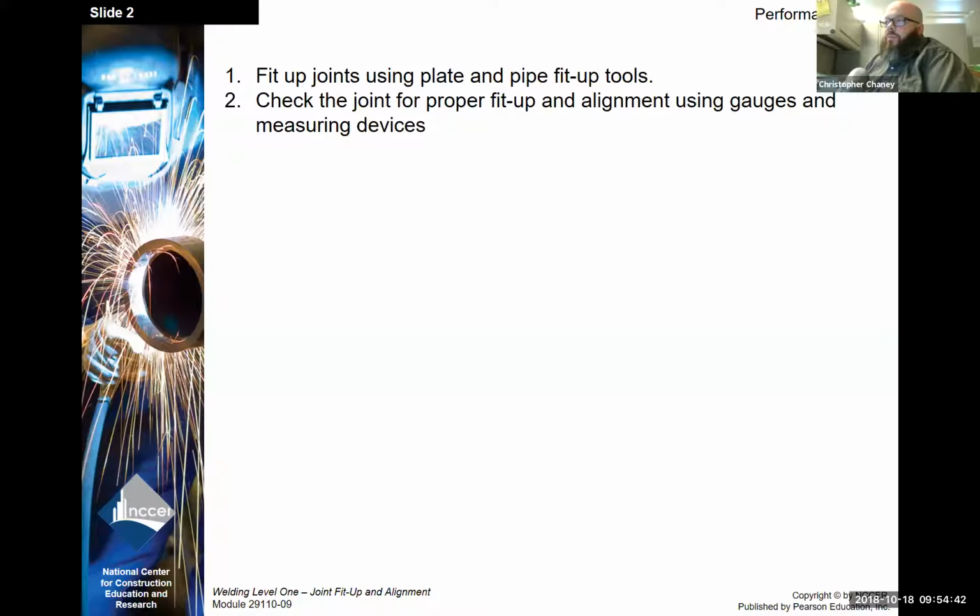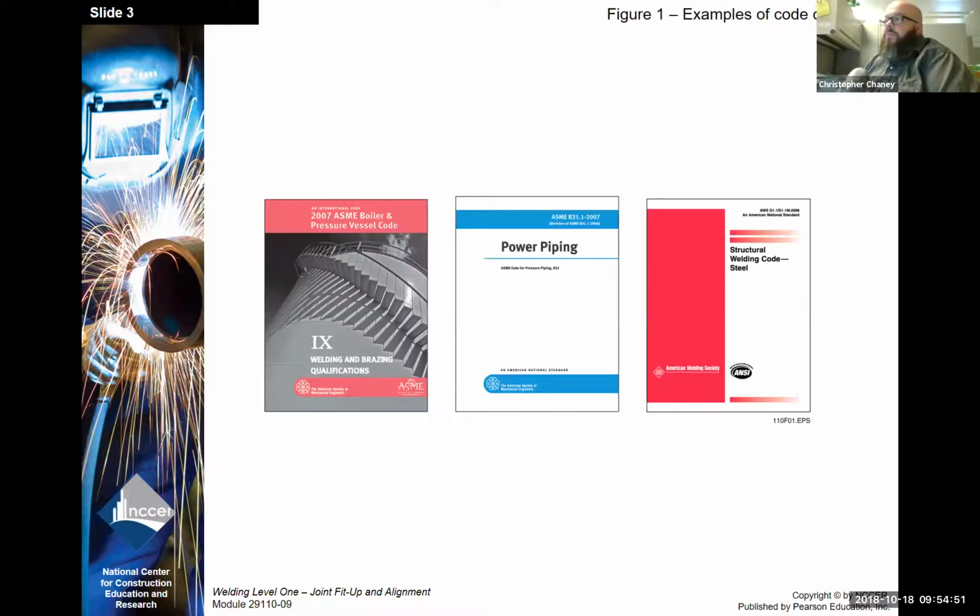Performance tasks: fit up a joint using plate and pipe fit-up tools. Check the joint for proper fit-up and alignment using gauges and measuring devices.